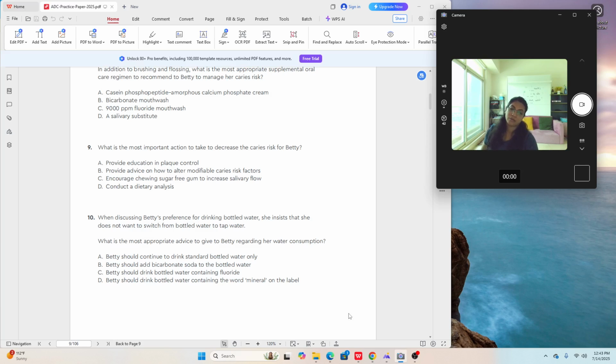You want her to have fluoride. And option C specifically mentions fluoride. The word mineral can mean a lot of things, not necessarily fluoride. So if you want the patient to have more fluoride, you should tell her, you can continue to drink bottled water, but choose bottled water which mentions the term fluoride, and teach her to see that it has at least 1 ppm of fluoride. So that becomes your answer. Understood?